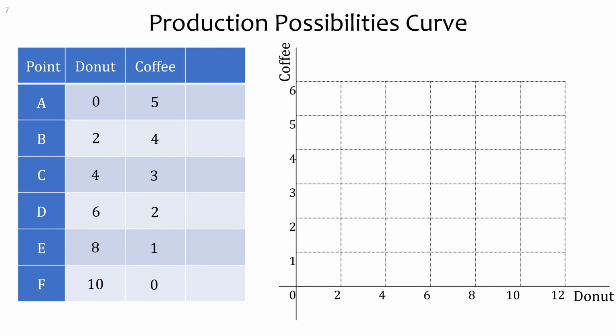So what we're going to do is make a graph. And notice that whenever you have a graph, you need to label everything. So you have to label your axes. In this case, we have 2 options. These are the 2 products that we have, coffee and donut.